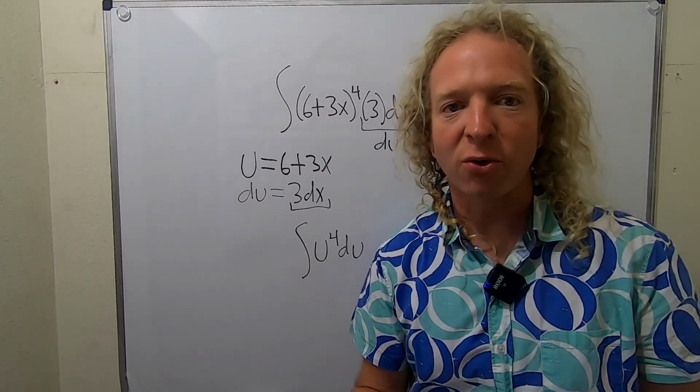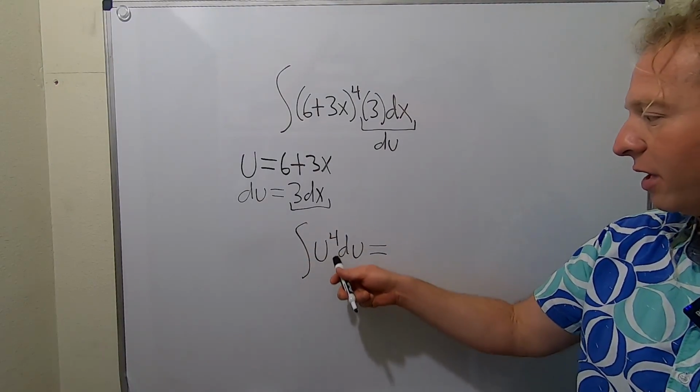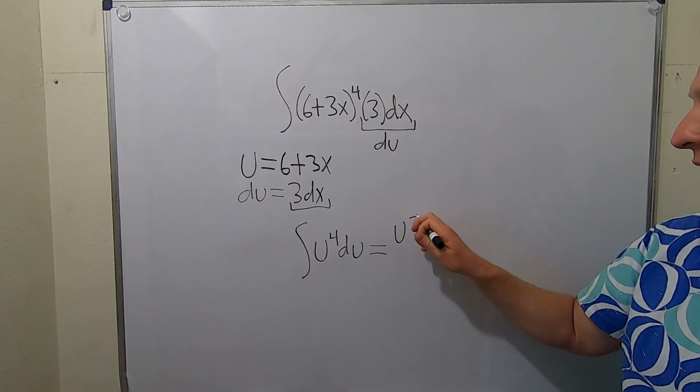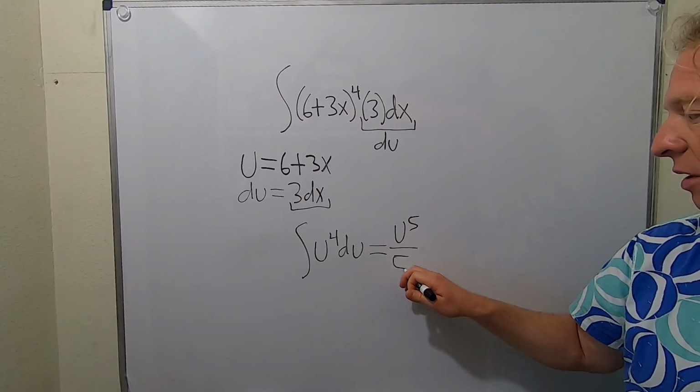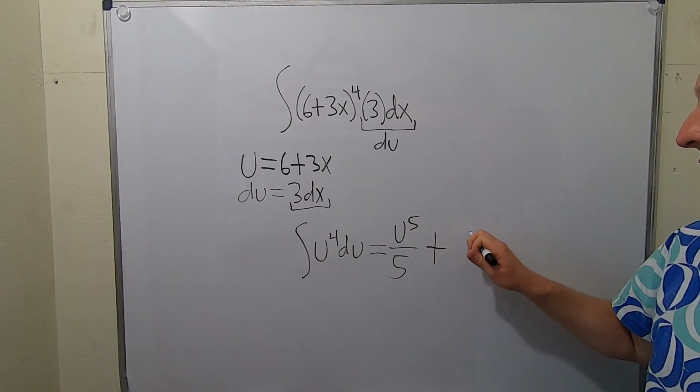Now we can use the power rule for integration. So we integrate, we drop the integral sign, we add 1, and then we divide by the result. So 4 plus 1 is 5, and then you divide by 5. Don't forget the plus c.